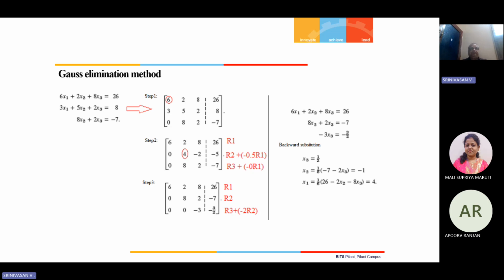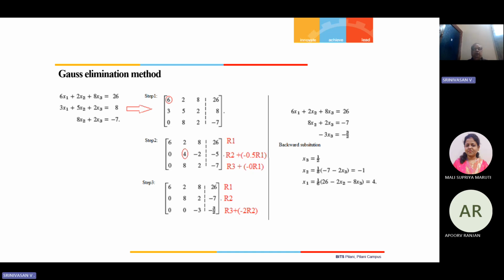It's understood. Okay. Now take the augmented matrix. Matrix of coefficients, column vector: 6, 2, 8, 3, 5, 2, 0, 8, 2. That's important. So the first column, coefficients of x1, are 6, 3, 0. Second column, coefficients of x2, 2, 5, 8. And third column, coefficients of x3, 8, 2, 2. The constant column vector 26, 8, -7.